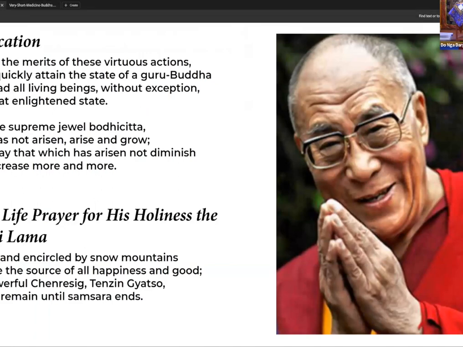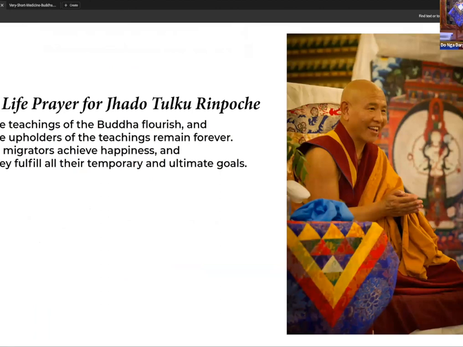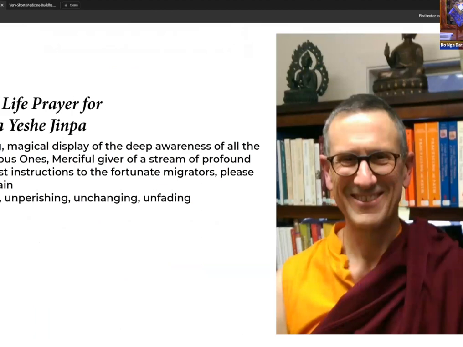In the land encircled by snow mountains, you are the source of all happiness and good. All powerful Chenrezig Tenzin Gyatso, please remain until samsara ends. May the teachings of the Buddha flourish, and may the upholders of the teachings remain forever. May all migrators achieve happiness, and may they fulfill all their temporary and ultimate goals. Losang, magical display of the deep awareness of all the victorious ones, merciful giver of a stream, profound and vast instructions.